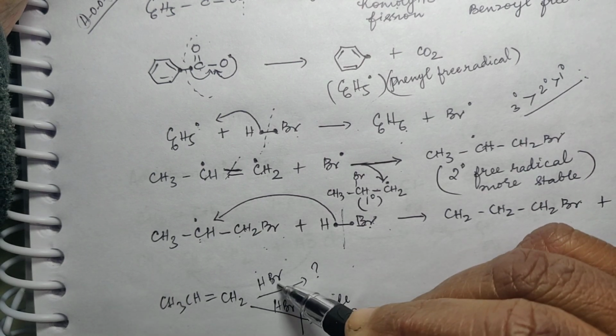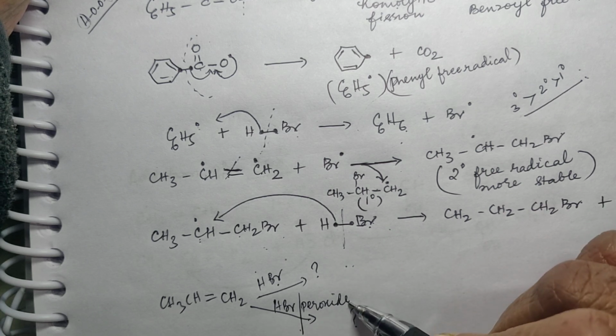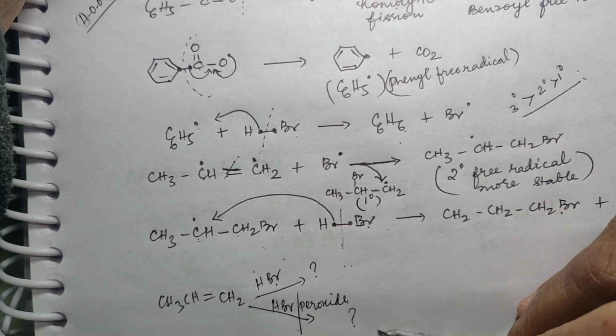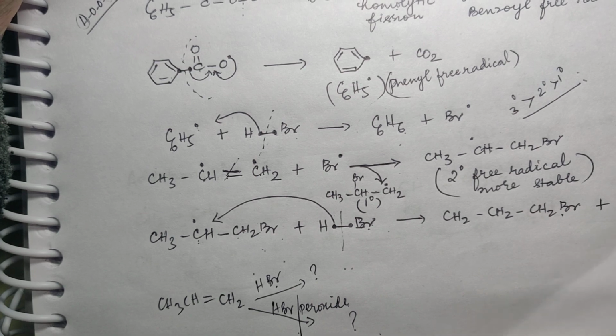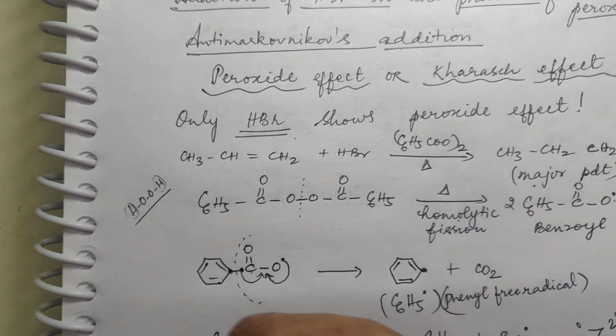If HBr is simply added, you will get 2-bromopropane, but if HBr in the presence of peroxide is added, then 1-bromopropane is the major product. This mechanism is very important. You need to practice. You should know very clearly. Is that clear? The peroxide effect mechanism is very important.